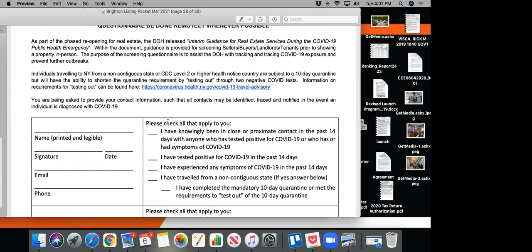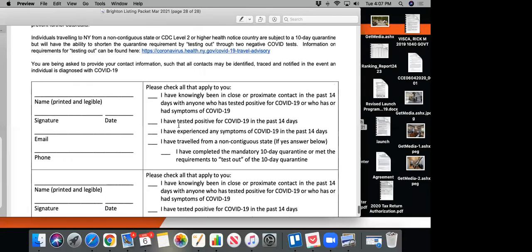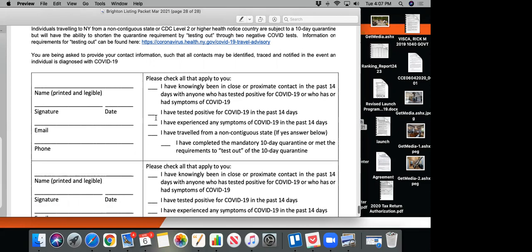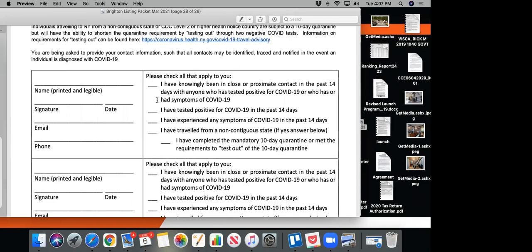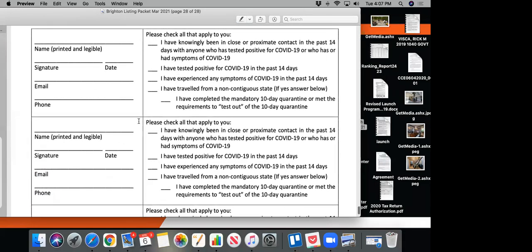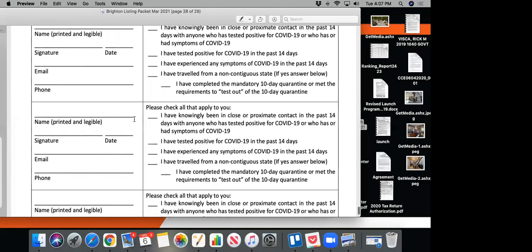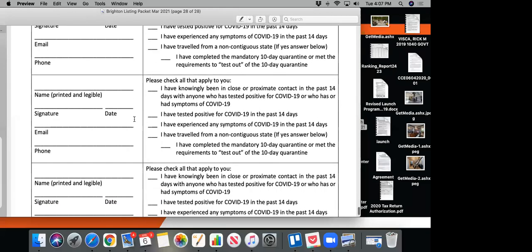This right here, some realtors will send this out beforehand for the buyer's agent and buyers to sign, to make sure of all the COVID questions. Some listing agents will print these out and leave them at the house. If you're doing an open house, I would say print these out, and anyone that comes into the house, have them fill this out also. This just makes sure that they haven't tested positive for COVID in 14 days, they're not experiencing symptoms, they haven't traveled to another state, all that kind of stuff.